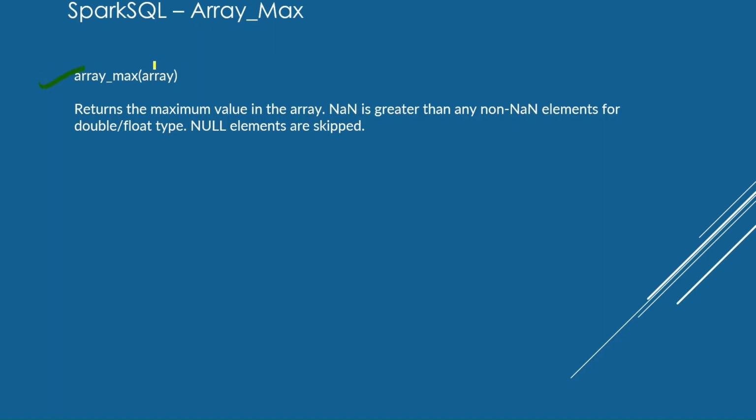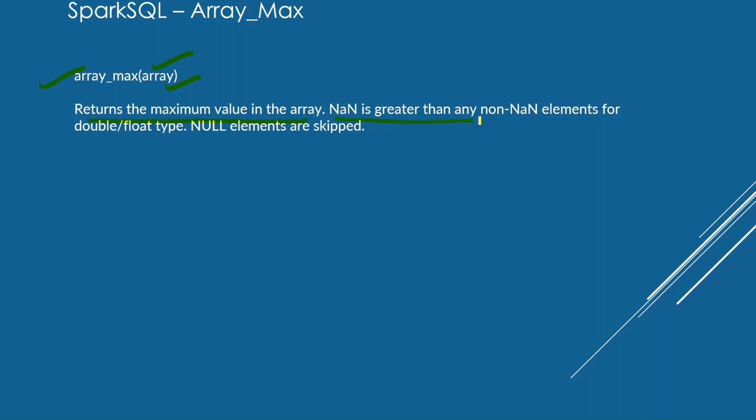It is taking only one argument, and that would be of an array type. So what it does, it returns the maximum value in the array. Whatever maximum value is present in this array, the array max function is going to return that value.